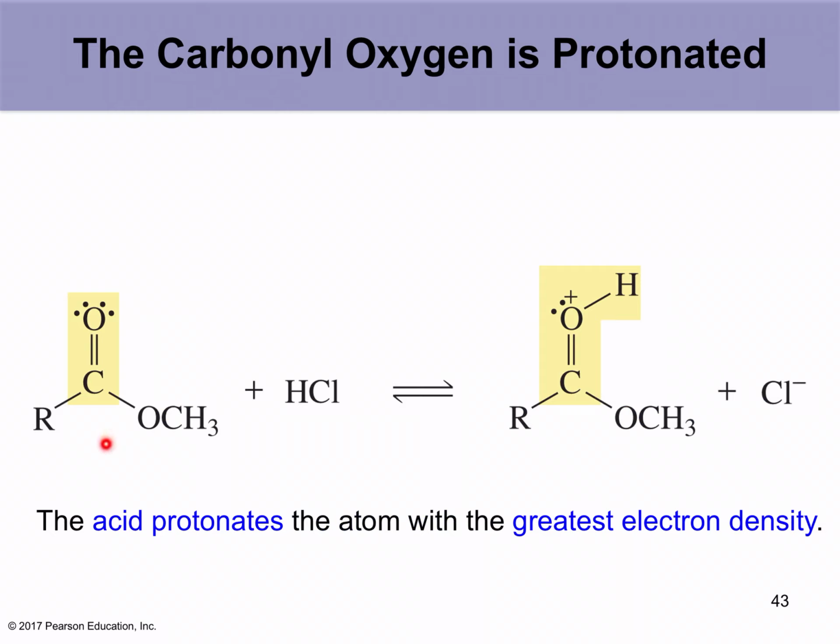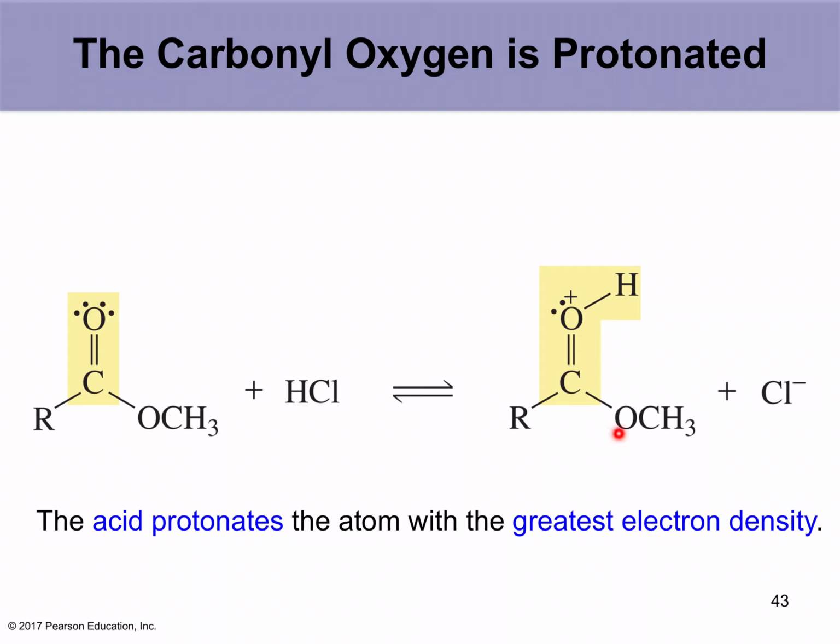So we have already seen when you have a carbonyl group, you do a reaction in acidic medium. What's going to happen? Carbonyl oxygen gets protonated. So there are 2 oxygens. So here oxygen and this oxygen, and between these 2, carbonyl oxygen has a greater electron density compared to this oxygen. So that's why the acid protonates the atom with the greatest electron density. Oxygen will protonate, giving protonated carbonyl oxygen.